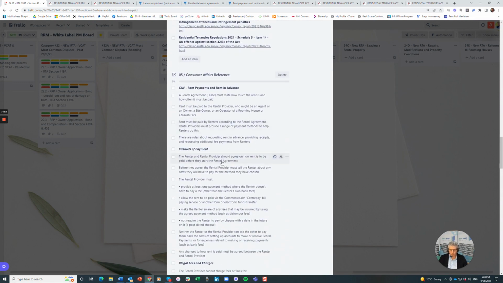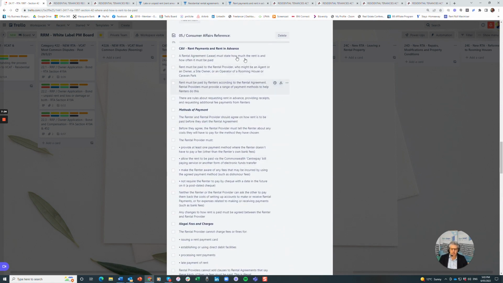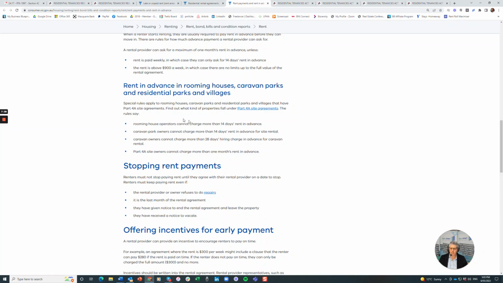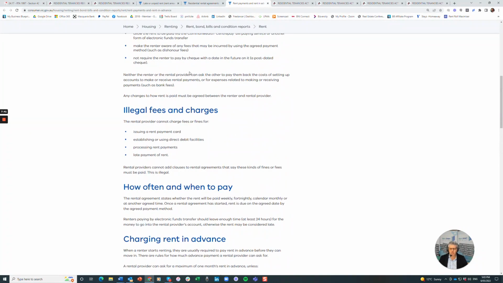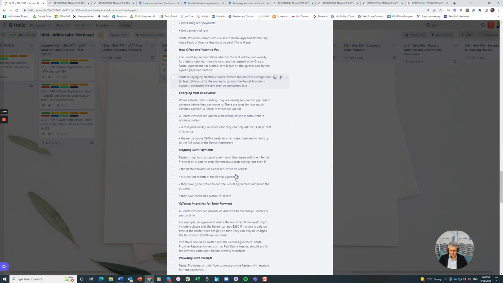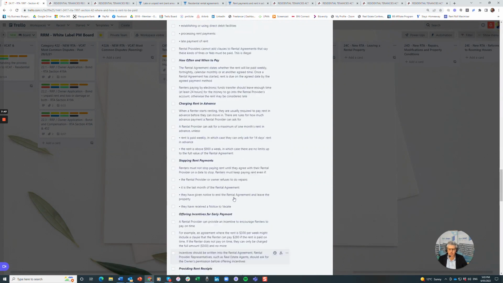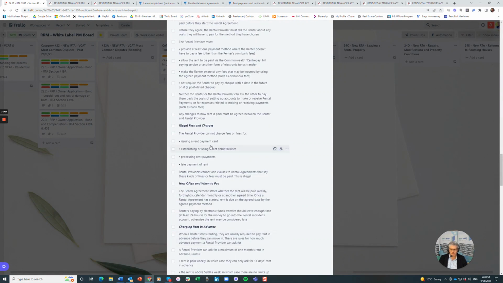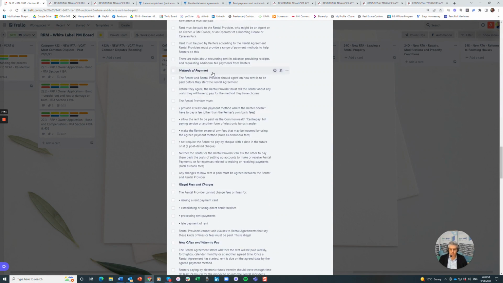We've pulled out the information from Consumer Affairs, which I think is this page here. We've copied that into the Trello card and come all the way down through to here. So let's just have a look at some of these points. Illegal fees, methods of payment. Renter and rental provider should agree on how the rent is to be paid. Before they agree, the rental provider must tell the renter about any costs. That would be part of the disclosure, section 30D.